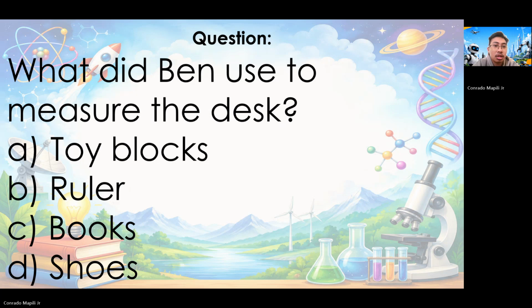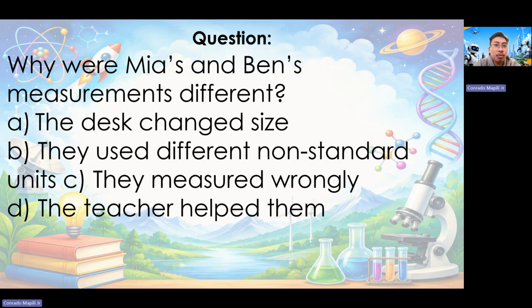Well done. Next, why were Mia's and Ben's measurements different? A. The desk changed size. B. They used different non-standard units. C. They measured wrongly. Letter D. The teacher helped them.